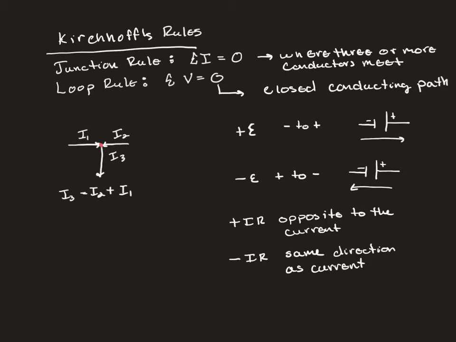And you can sort of think of it like the flow of water. There's one river coming this way, one river coming this way, so the volume of water coming through here has to be the sum of this one plus this one. So I would say I3 equals I2 plus I1.